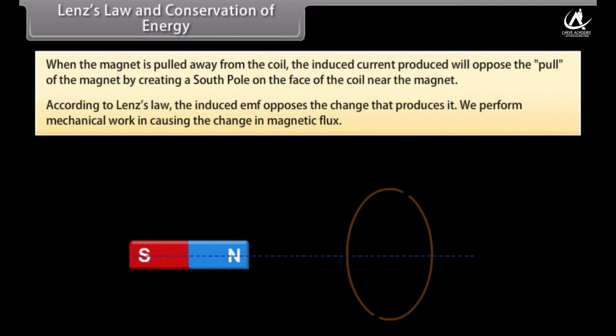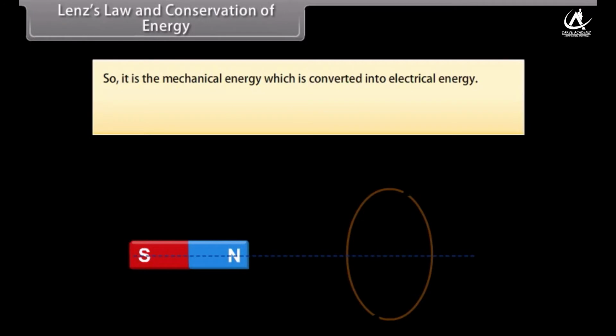According to Lenz's law, the induced EMF opposes the change that produces it. We perform mechanical work in causing the change in magnetic flux. So, it is the mechanical energy which is converted into electrical energy. Thus, Lenz's law is in accordance with the law of conservation of energy.